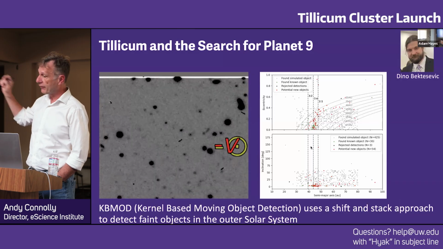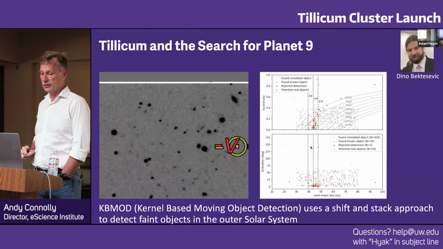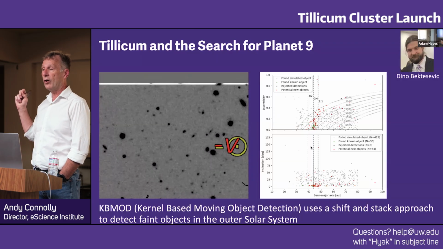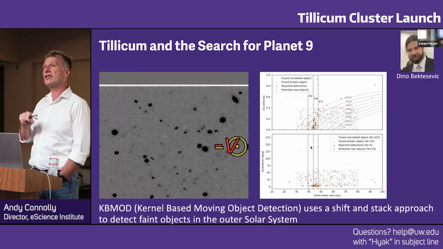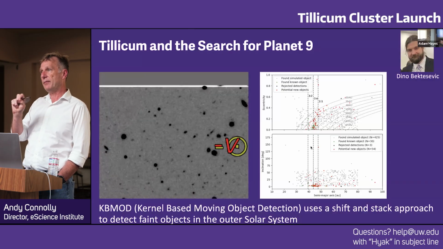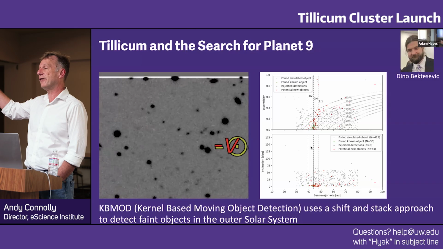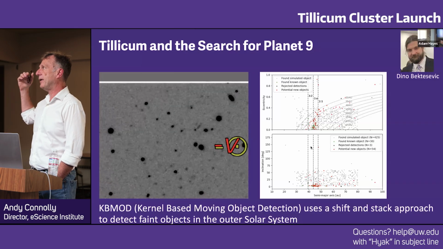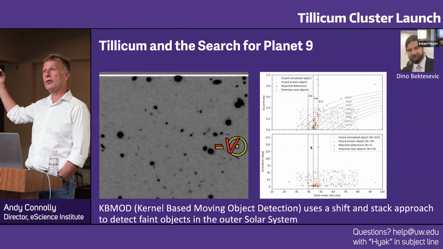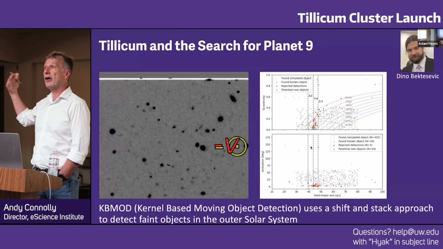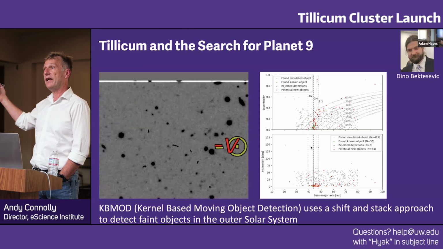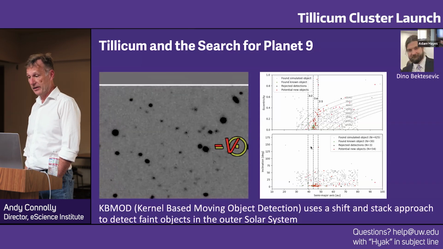And we're not actually looking for the objects that you can see very easily moving. We're looking for objects that are below the detection limit of any individual image. And this allows us to identify asteroids that might be halfway to the Oort cloud, or to identify if there's another planet, say planet 9, in the outer parts of our solar system.